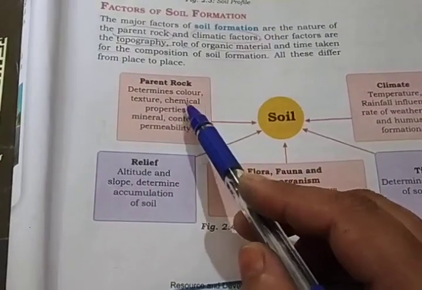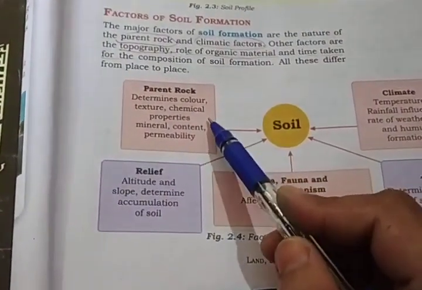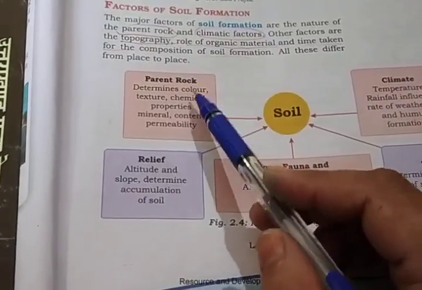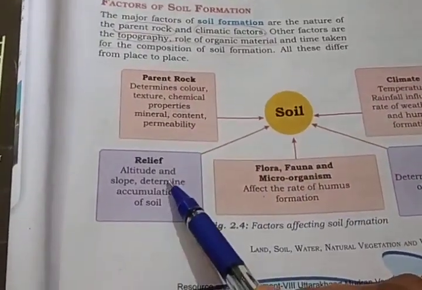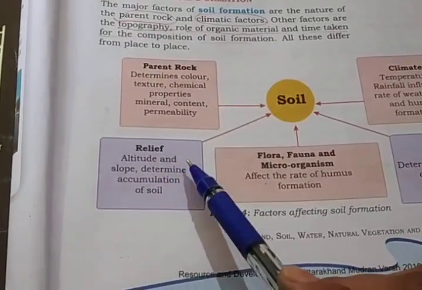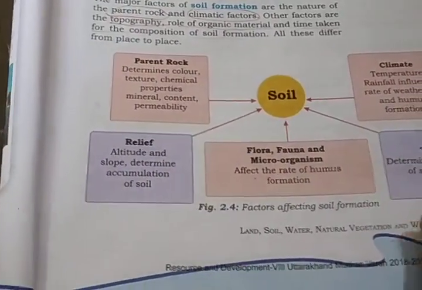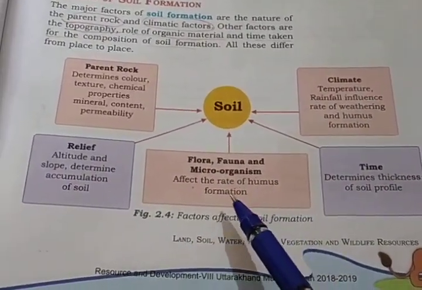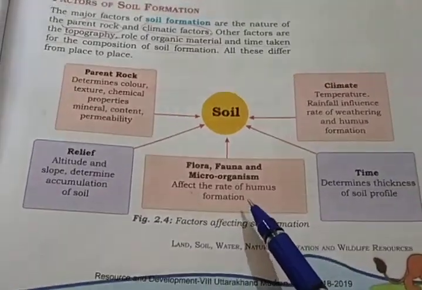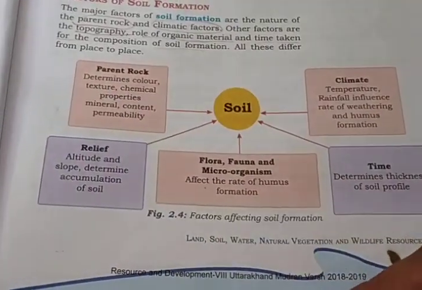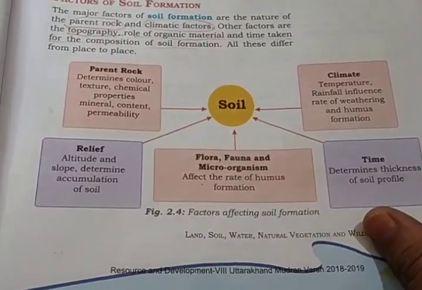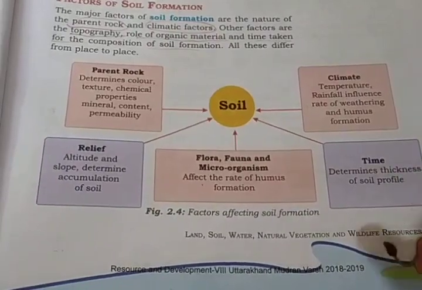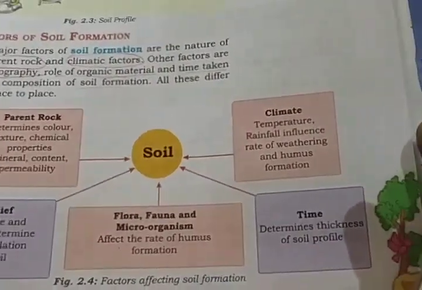As in general you have seen that you look like your mother and father, similarly the soil also has properties from its parent rock. Relief features or relief factor, where we talk about altitude and slope, determine the accumulation of soil. Third is the flora, fauna and microorganisms that also affect the rate of humus formation, and accordingly the topmost layer will be more fertile. If the land is covered with a good amount of green vegetation, accordingly there is good humus, and accordingly the fertility rate will be good.